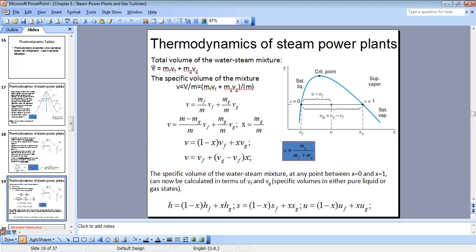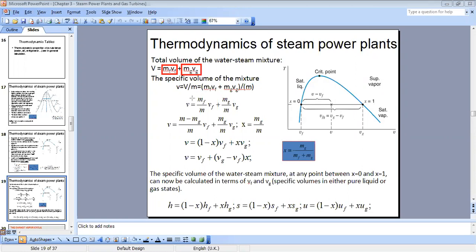How can you write the total volume of your mixture? The total volume is equal to the volume of the fluid phase plus the volume of the gas phase, okay? And you know that the volume is equal to the mass times the specific volume. So the mass of the fluid times the specific volume vf of the fluid, I should add to it the volume of the gas, which is the mass of the gas times the specific volume of the gas. Okay?